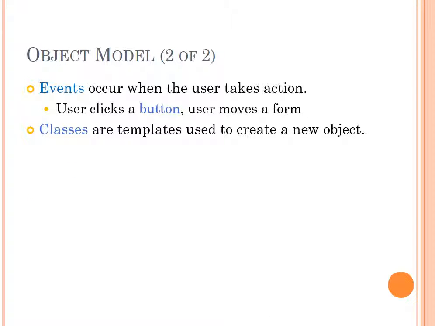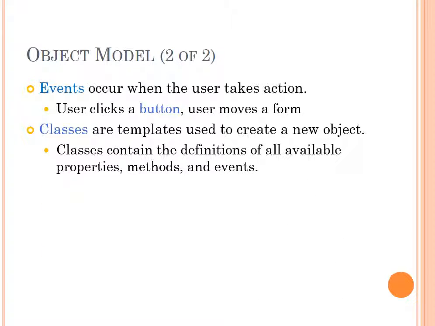Those are things that the user does that may initiate some kind of action from the program. Now, you should think of classes as templates that are used to create new objects. So you have these classes of things, and some of them that we use in Visual Basic are things that you should be familiar with, like buttons, checkboxes, menus, and so forth. So when you want a button, a checkbox, or anything like that, you use the class as a template. Now the class definition, which you don't really see, contains all of the information that's available to that class. Okay, so we're talking about properties, methods, and events.